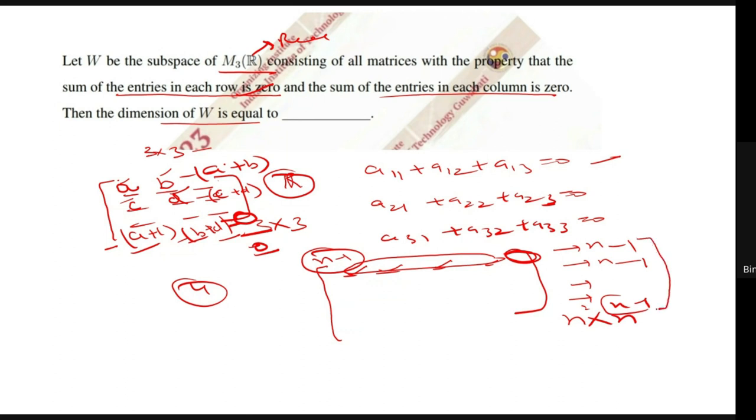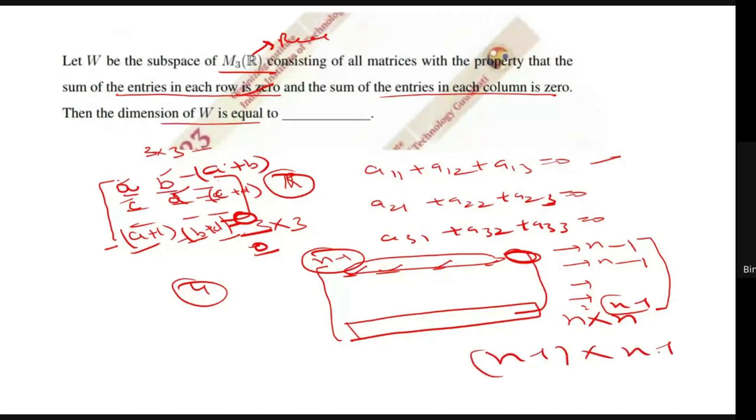The last row is automatically filled to satisfy the column sum zero. So there are (n minus 1) cross (n minus 1) free elements, so the dimension of this type of subspace is (n minus 1) cross (n minus 1). In this case, n is equal to 3, so (3 minus 1) cross (3 minus 1), that is 2 into 2 equals 4. The answer will be 4. You can solve this type of example by this general concept. Got it? So moving on to the next question.